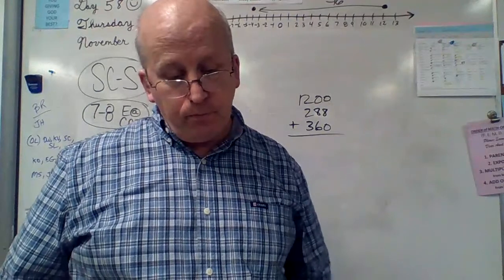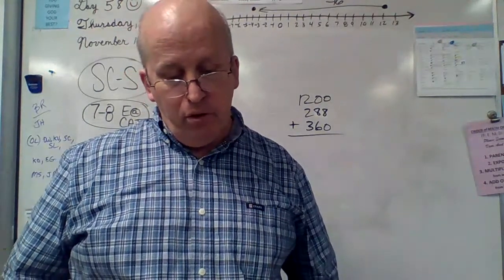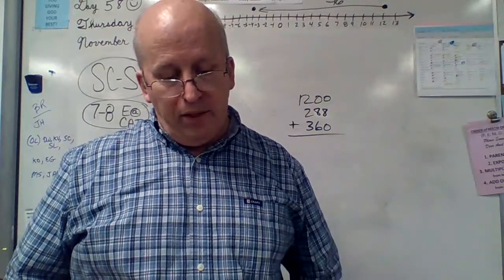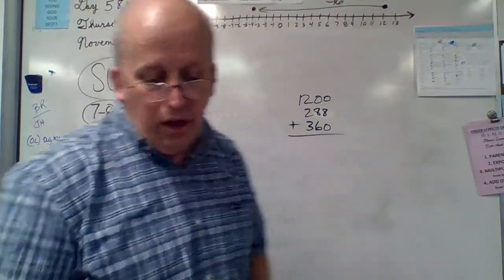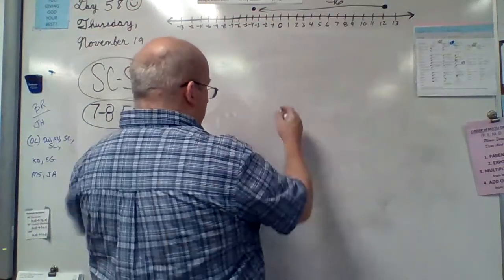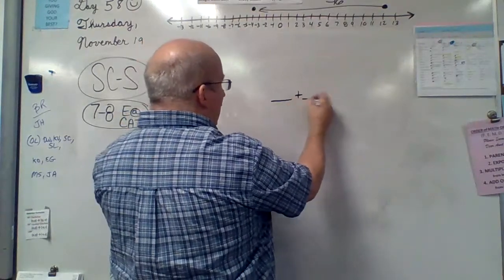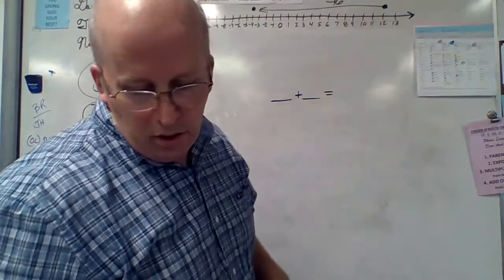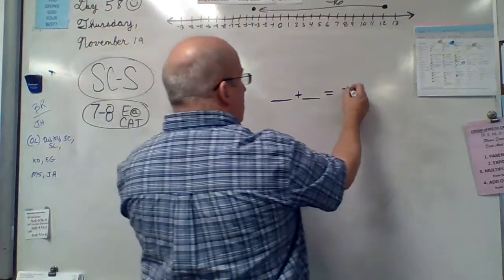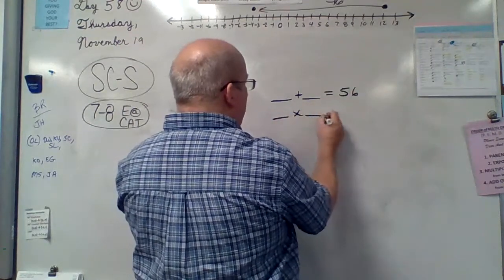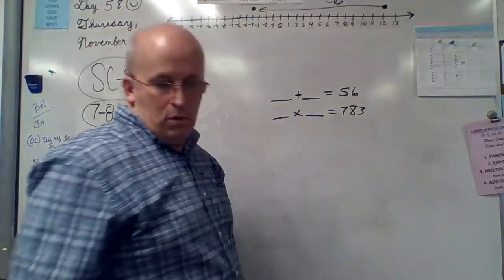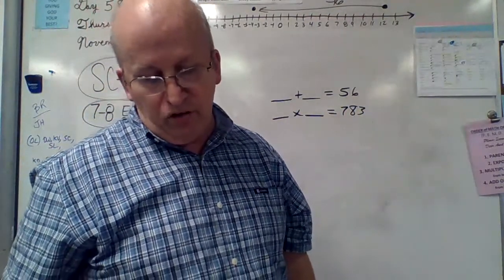Let's look at number 9. Find 2 consecutive odd numbers that when you add them together equal 56. But when you multiply them together, it equals 783. The problem says when you add them together, you get the number 56. And when you multiply the same 2 numbers, you get 783. For me, I'm going to try guessing and checking.